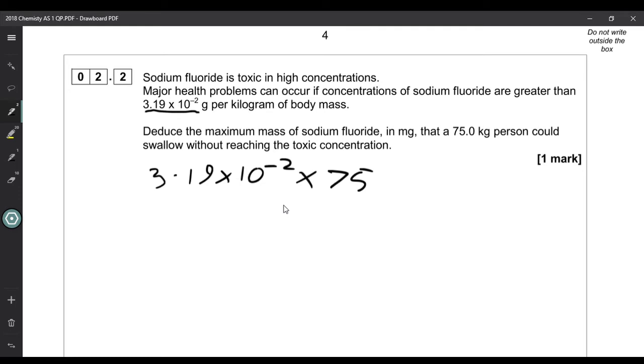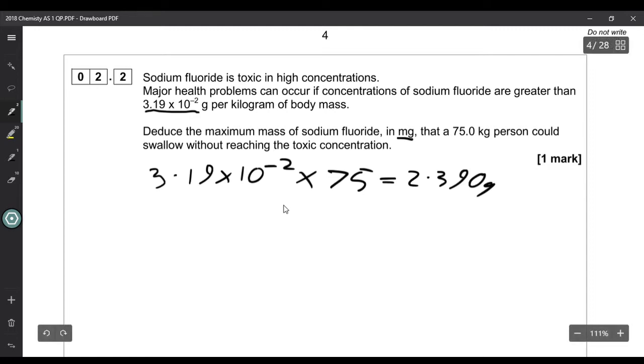and that would be 2.390 grams. Now the question is asking the answer to be in milligrams, so we need to convert this 2.390 grams into milligrams. So again, we just times it by 1000, so that becomes 2390 milligrams.